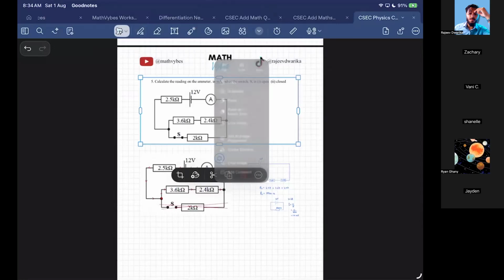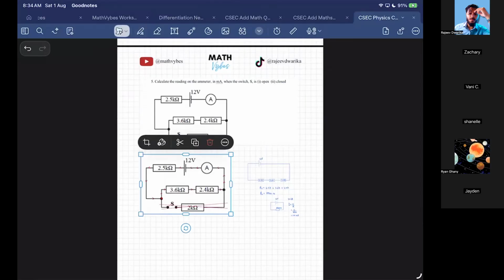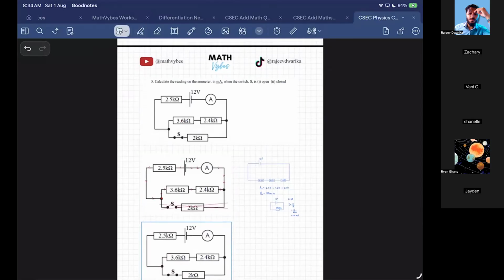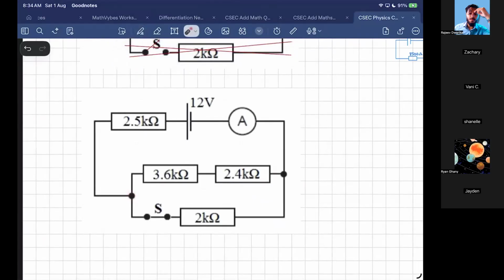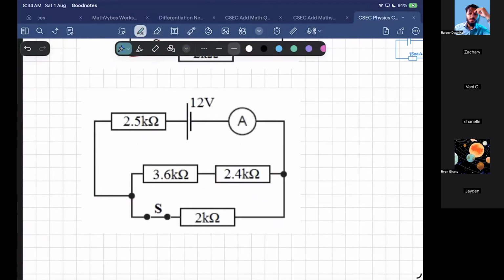Ryan is going to help me with the second part of this. In the second part, they're saying that the switch is closed. So if the switch is closed, is the current going to split at this junction now? Yes, sir. Exactly, and that will make it what type of circuit? A combination. Yeah, it's a combination.